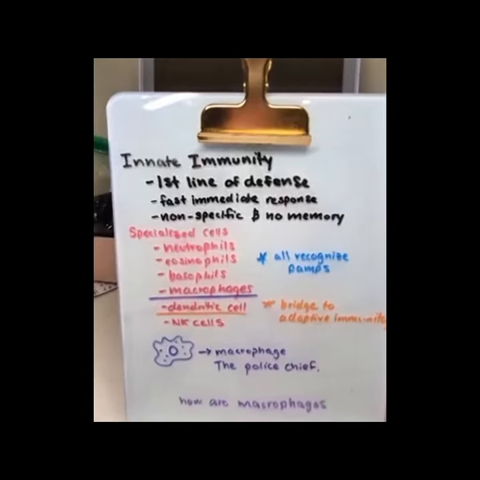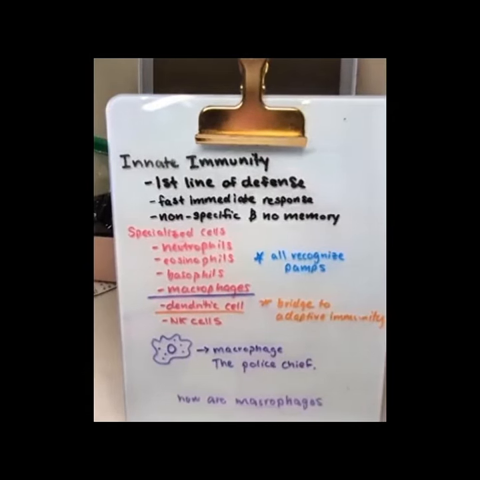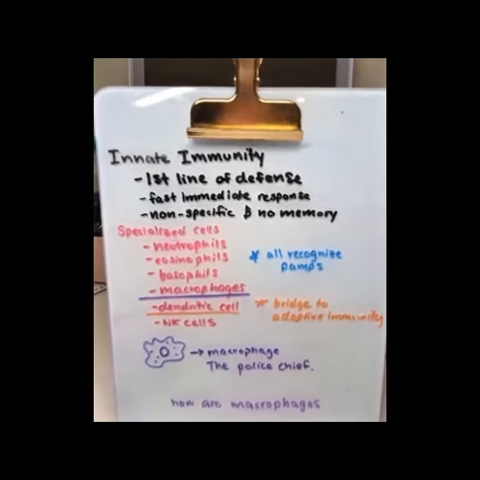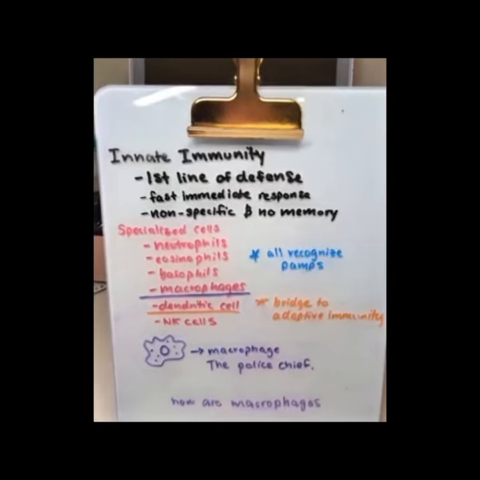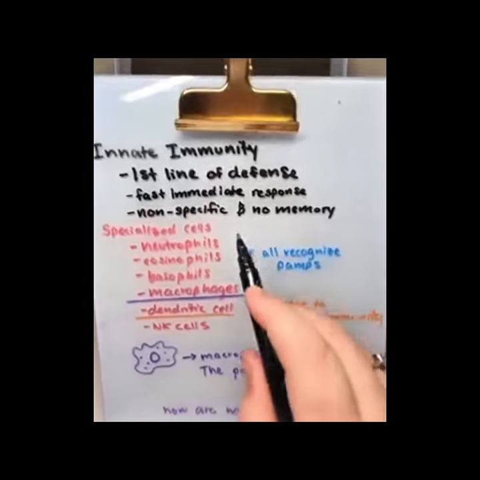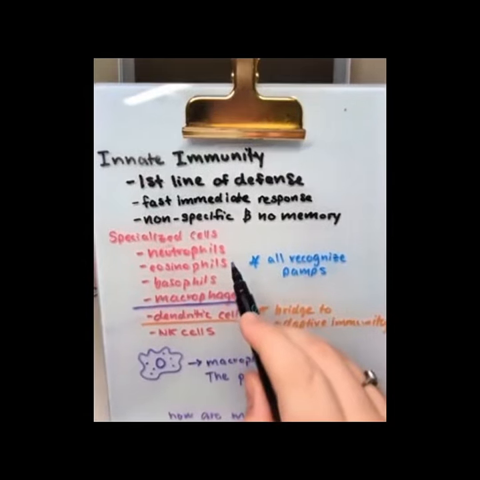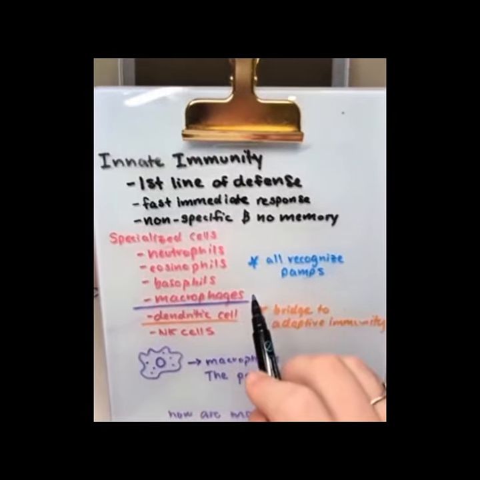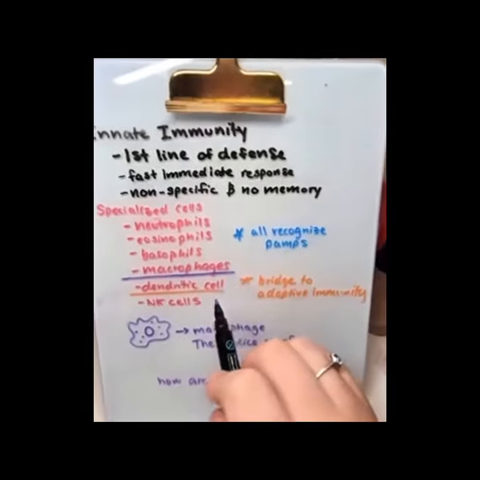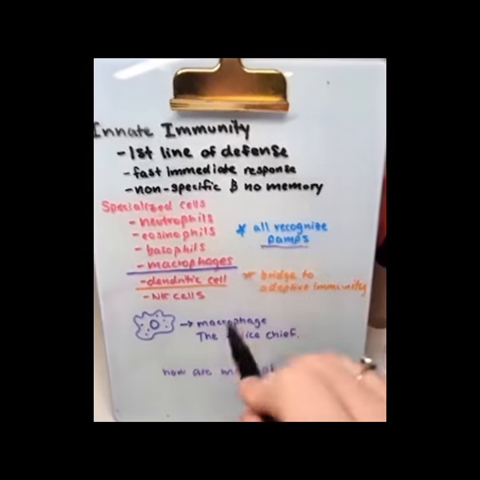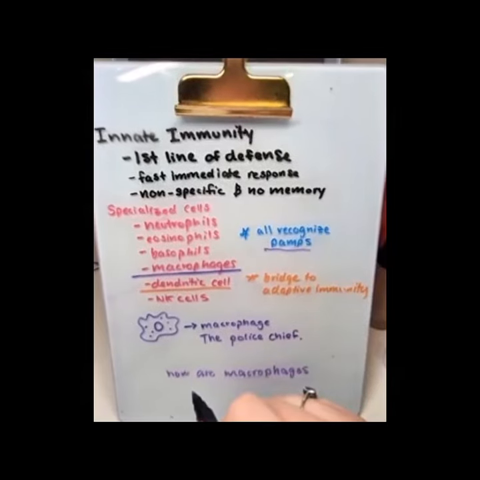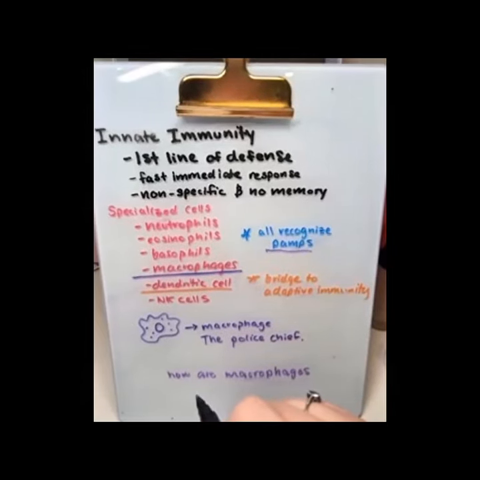What is innate immunity? Well, it's the first line of defense in the immune system. It has a fast, immediate response, and it's nonspecific with no memory cells. Some of these specialized cells include the neutrophils, eosinophils, basophils, macrophages, dendritic cells, and NK cells. All of these cells recognize PAMPs. PAMPs stands for pathogen-associated molecular patterns.